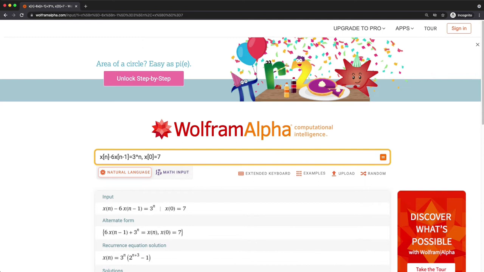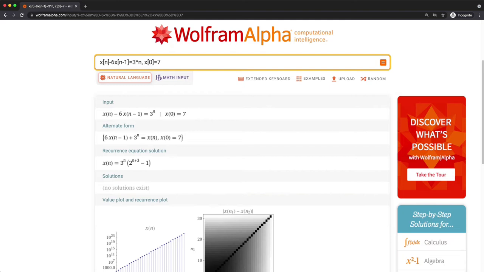And what we get is the solution. We see that the solution is 3 to the power of n, times 2 to the power of n plus 3, minus 1. What did we get as a solution? We got 8 times 6 to the n minus 3 to the n. So we can see the minus 3 to the n. And if we look closely, we see that the first term, when we expand the 3 to the n across, we get 3 to the n times 2 to the n plus 3. But that's really just 8 times 6 to the n. So it's just another form of the solution that we obtained. They are equivalent to each other.